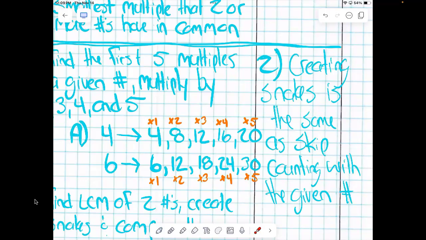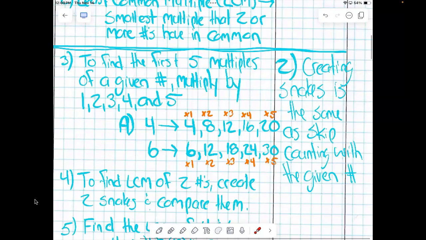8. Because 4 times 2 is? 8. What's the third multiple of 4? 12. Because 4 times 3 is? 12. You get the idea, right? Yes. So we find the first 5 multiples, and we are good. That's all I'm really asking you to do, yes?